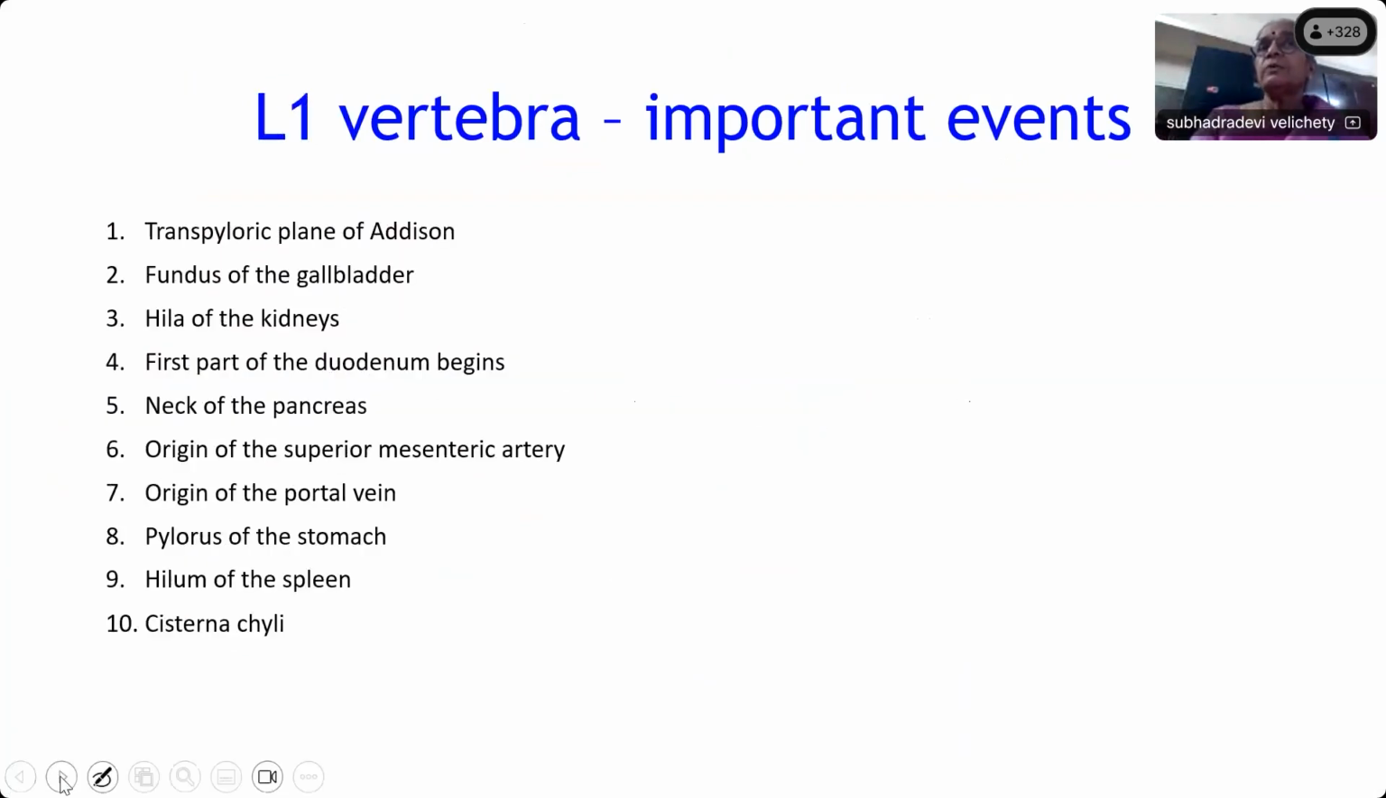And this is also the transpyloric plane, L1, they may ask it. Along with that, what are all the things that are happening at the transpyloric plane? This you have to remember, and one of them may come as MCQs, not only here, but in any of the exams you are going to face during your course. So this is something which you have to focus on.